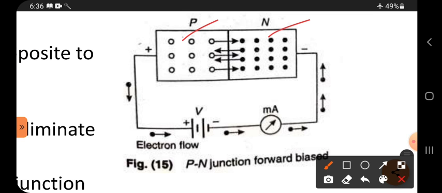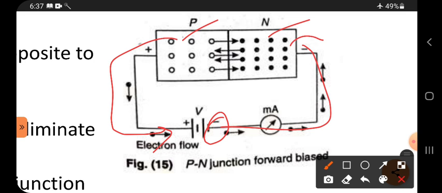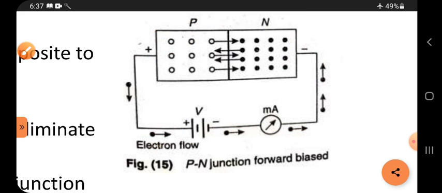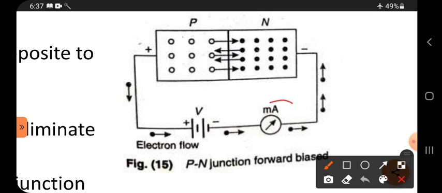P type, N type. It is in forward bias, meaning positive is connected to positive only, negative is connected to negative. The negative terminal of the battery is connected to N type, and the positive terminal of the battery is connected to P type. P means positive, N means negative. So it is called forward bias. And here is the ammeter; how much current is flowing through this junction diode can be read by the ammeter.